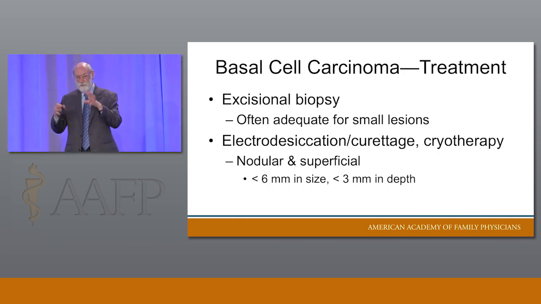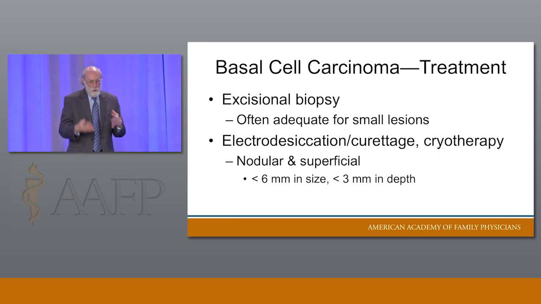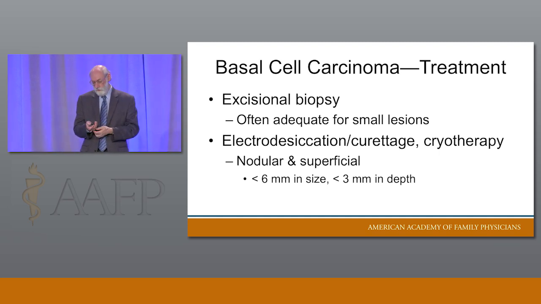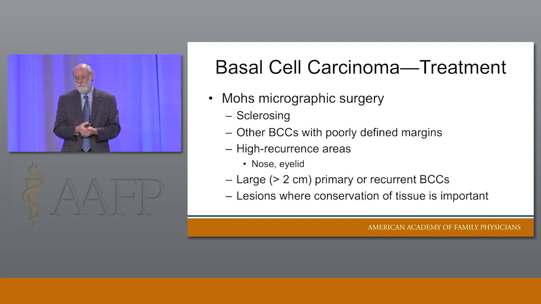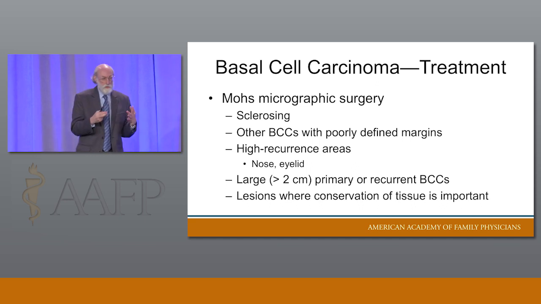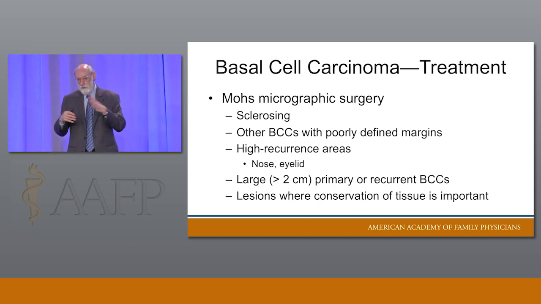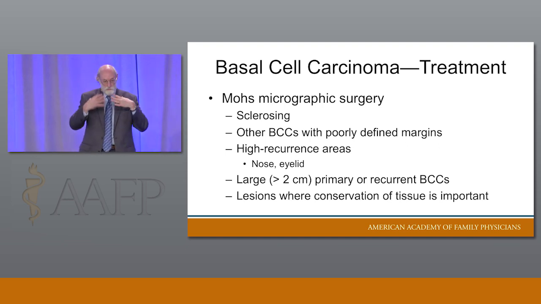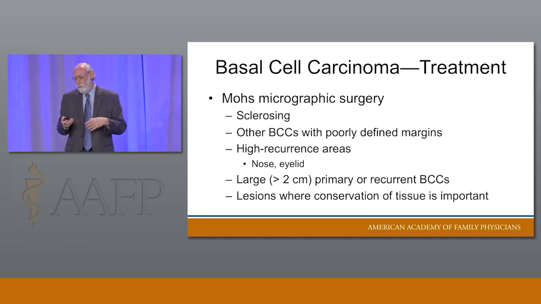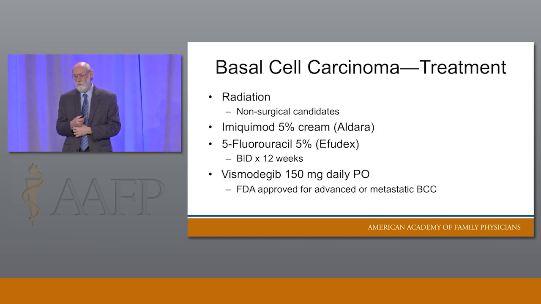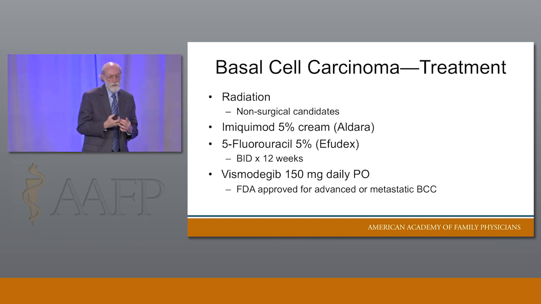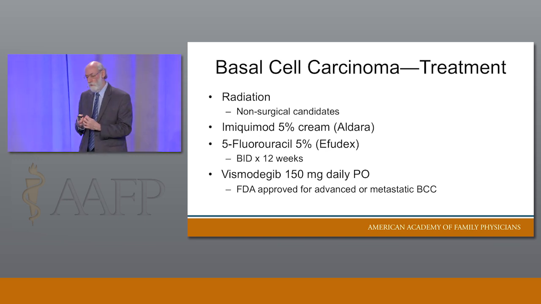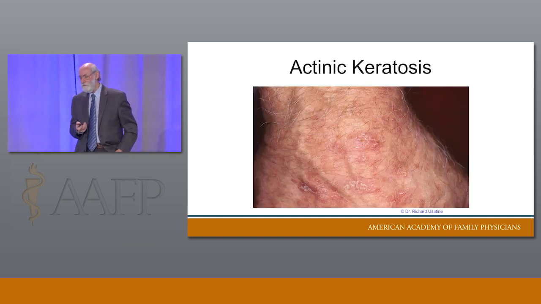Treat basal cells by excising them. Small ones can also be treated with cryo or desiccation. If they're sclerosing, if they're large, if margins are not clear, if they're in high-recurrence areas or where skin sparing is important, then send them to Mohs, microscopic controlled surgery. For non-surgical candidates, you can use radiation, imiquimod, or 5-FU.